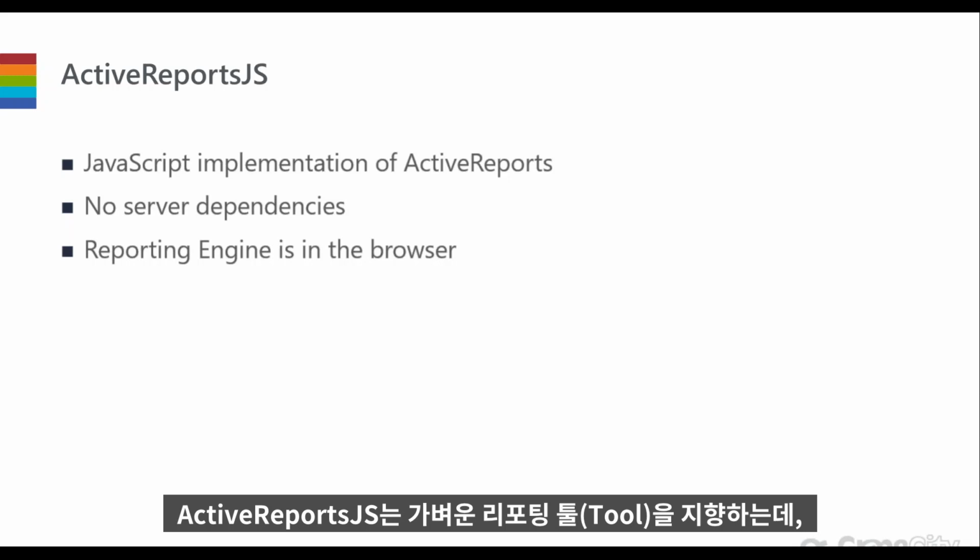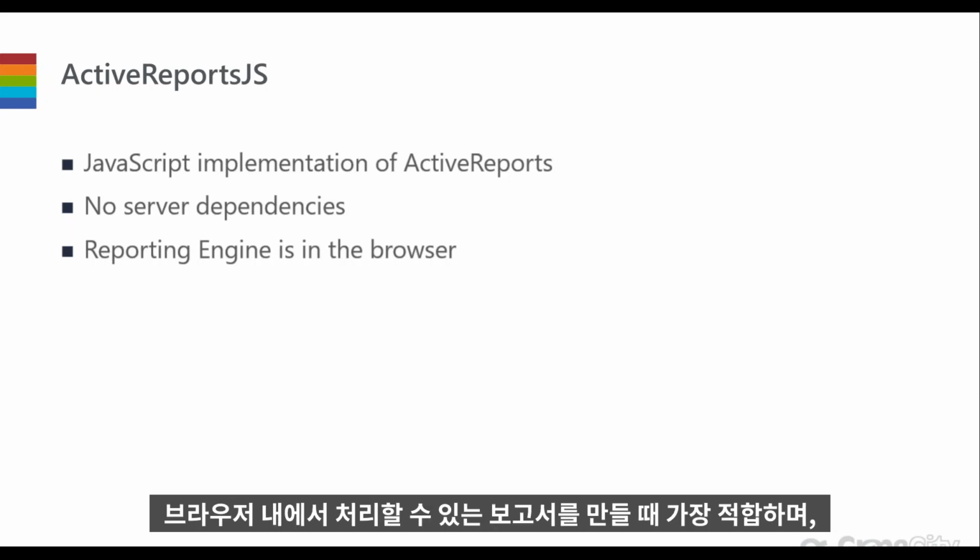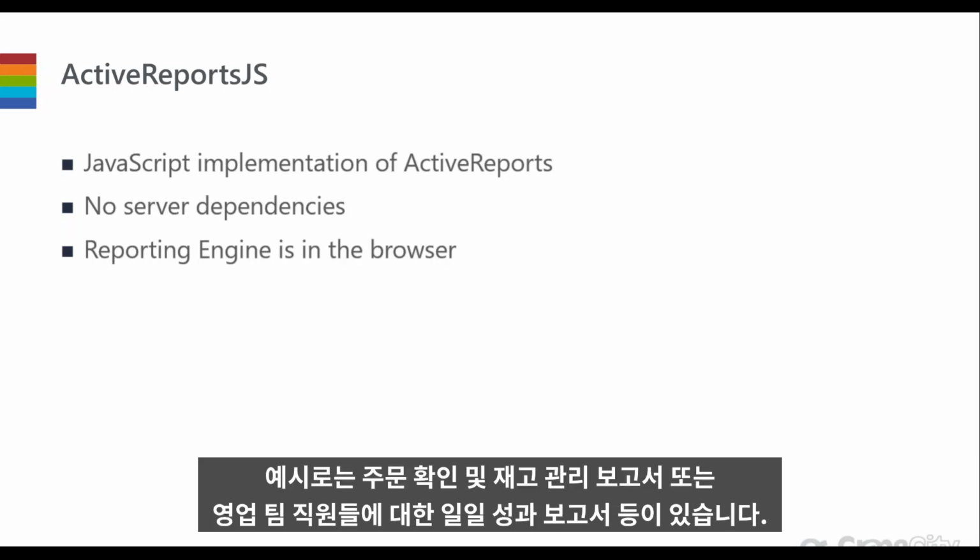ActiveReports is also referred to as a lightweight reporting tool, which means that it's not an all-in-one solution for reporting scenarios. It's best when you're creating reports that can be handled within the browser. And some examples of this might include order confirmations, inventory reports, or daily performance reports for your employees or for your sales team and things like that.